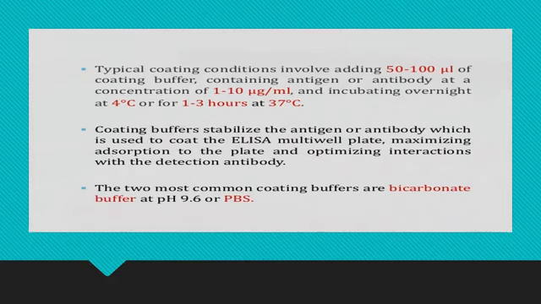So احنا ليش نسوي dilution للانتيجين or the antibodies in coating buffer is to maximize the adsorption to the plate and optimizing interaction with the detection antibodies لحتى يكون better also binding not only with the plate but with the detection antibodies اللي احنا حنضيفها. The two most common coating buffer are bicarbonate buffer at pH 9.6 or PBS اللي هو phosphate buffer saline.